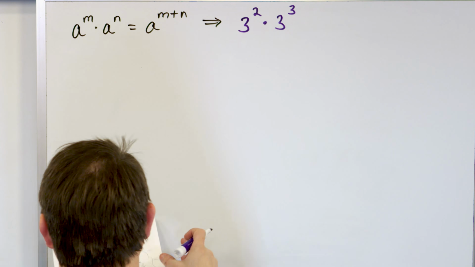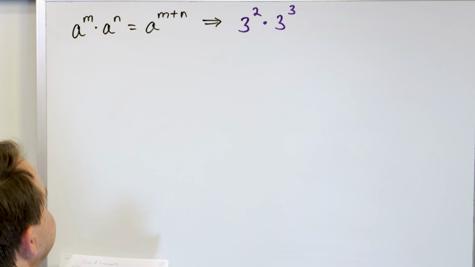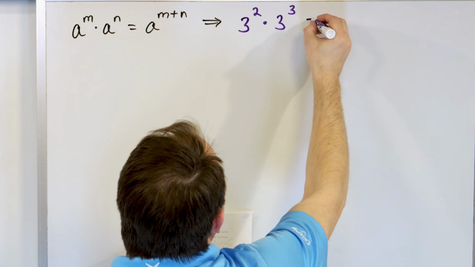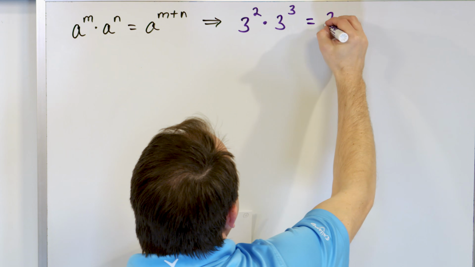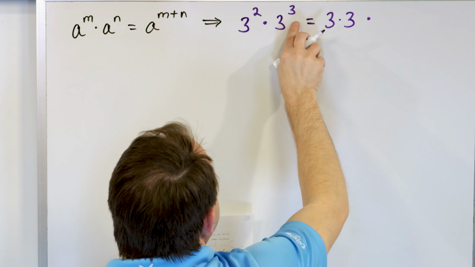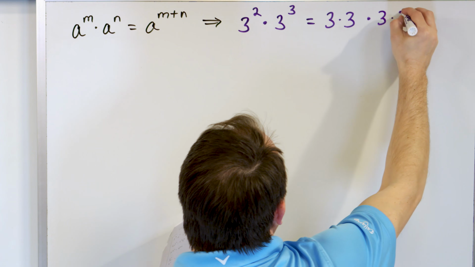And what we're saying is that the answer should be, well, let's look at it this way. What would happen if we did this by hand? What is 3 squared? It's 3 times 3. And then it's multiplied by all of this, which is 3 to the third, which is 3 times 3 times 3.